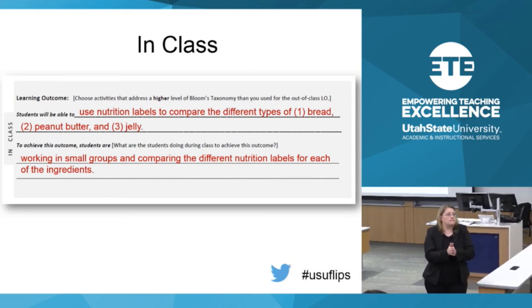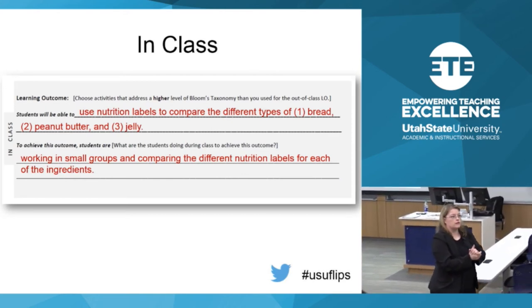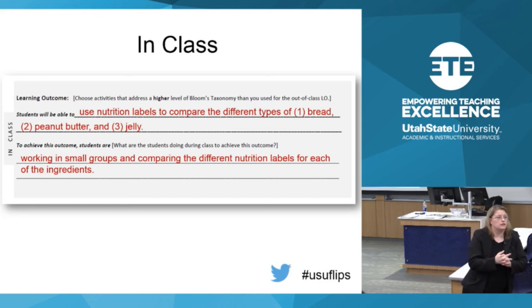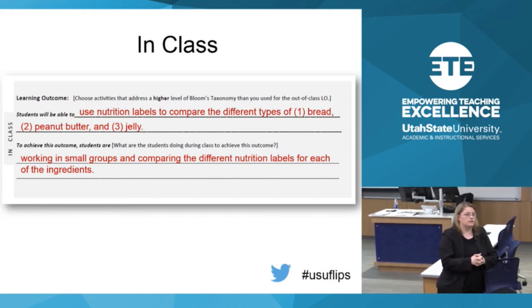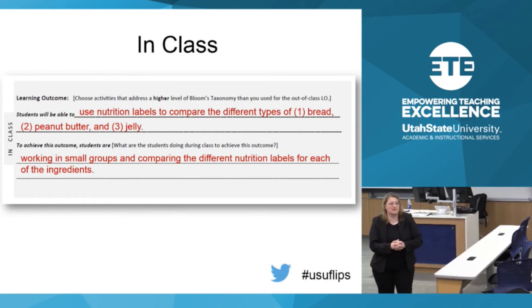Yes? You're more successful when you allow them to form their own groups, or do you put them in groups at the beginning of the semester and say, get to know these people and stay with them? Every time I put you in a group, you find those 6 people. All right, so group management strategies. Yeah, that could be a whole separate workshop.